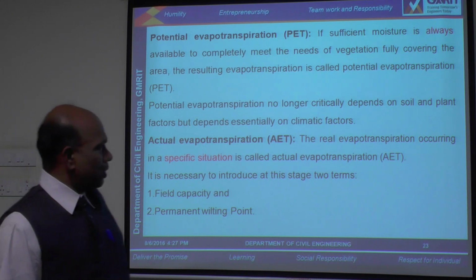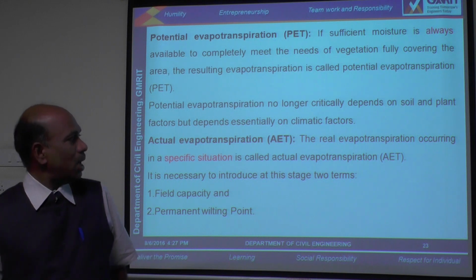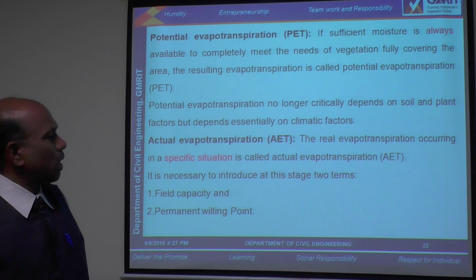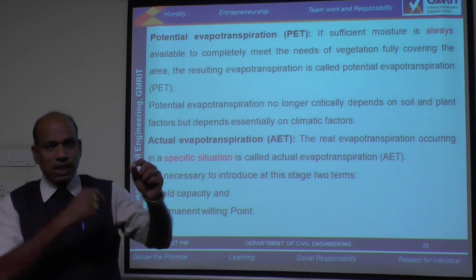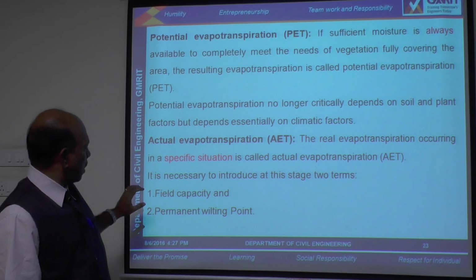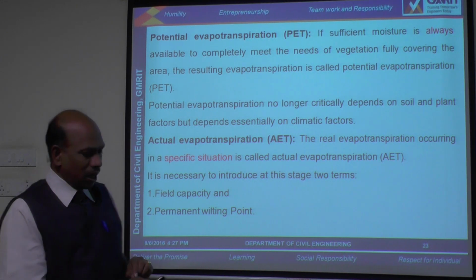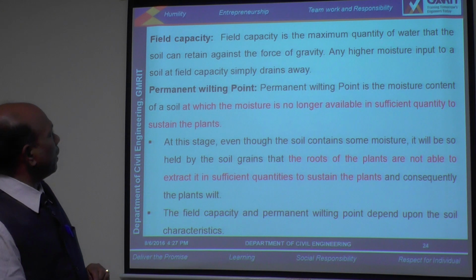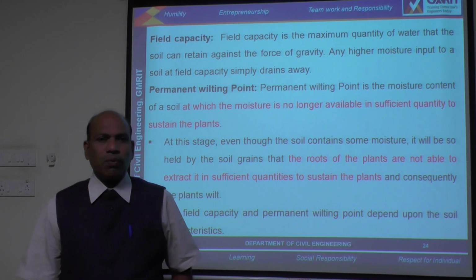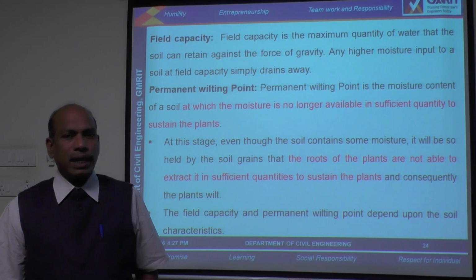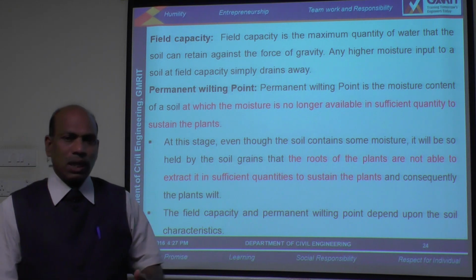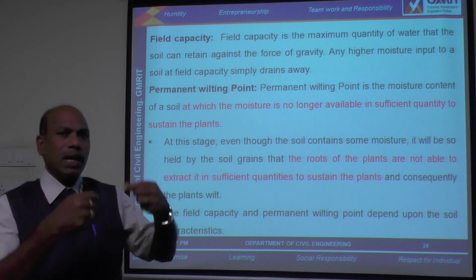Actual evapotranspiration is nothing but the real evapotranspiration occurring in a specific situation. To differentiate these two heads, PET and AET, we should know two terms: one is field capacity and another one is the permanent wilting point. What is field capacity? Field capacity is the maximum quantity of water that soil can retain against the force of gravity. If any additional water is added at this condition, it is simply drained out.